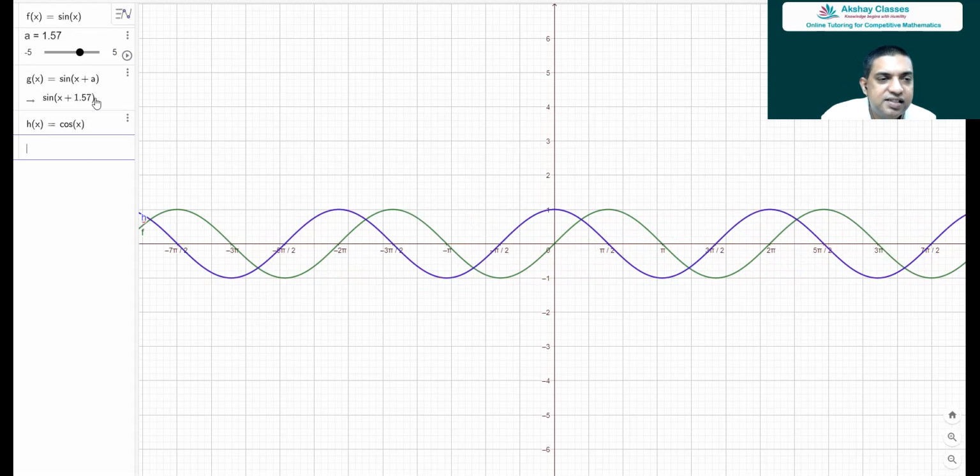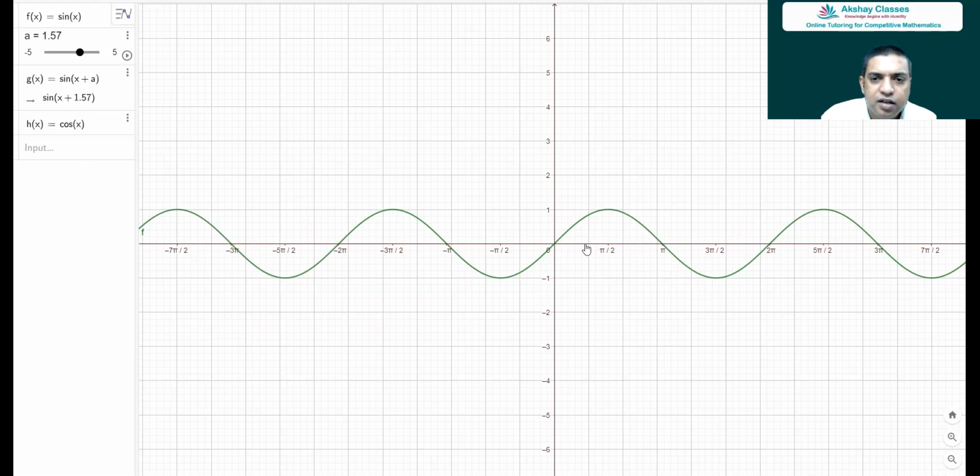Now cos x and sine of x plus pi by 2 are one and the same. So cos x is just shifting the graph of sine x by pi by 2 towards the left. Now I'll hide the sine x, cos x graph and sine of x plus a graph. Yesterday we found the integral from 0 to pi by 2 of sine x dx. The answer was 1.